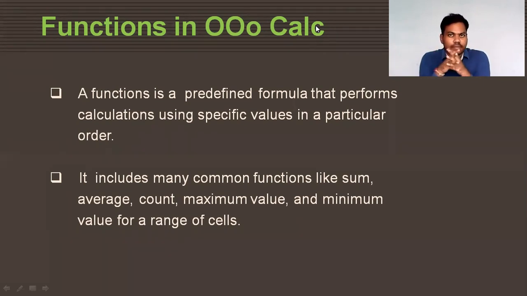In a particular order, we have seen, we can give a range of the cells. That is the particular order, and the function will do the operation. It includes many common functions like sum, average, count, maximum value, minimum value for a range of cells. Range of cells, you understood. I am expecting you understood what is a range of cells. Continuous cells, right? In these continuous cells, suppose some numbers have been written, and I want to find out the maximum of these numbers. Then I can find it out using some function. Minimum value I can find out. I can count the number of values. I can calculate the average. I can calculate the sum. All these facilities are available, right?